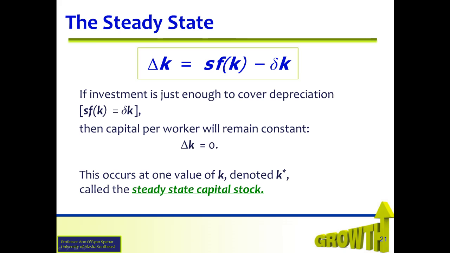The steady state is the point at which capital stops growing, or where delta K is equal to 0. When delta K is equal to 0, that implies that S times F of K is equal to delta K, and investment is just enough to cover depreciation. And then capital per worker will remain constant. Delta K will always be 0 at this point, and it occurs at one value of K. We denote that as K star, and we call it the steady state capital stock.